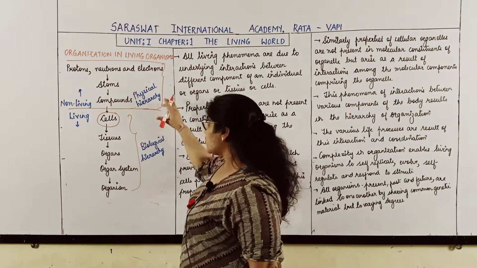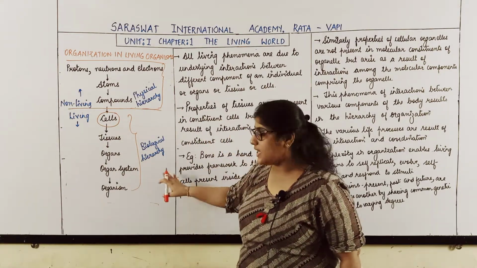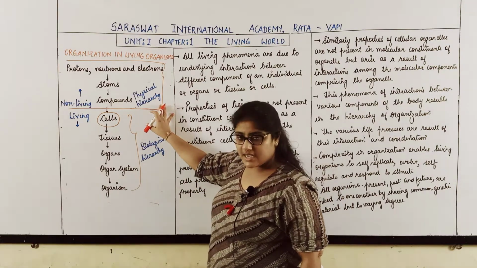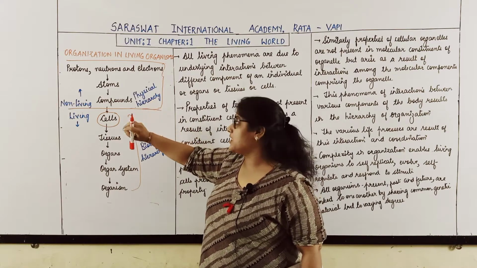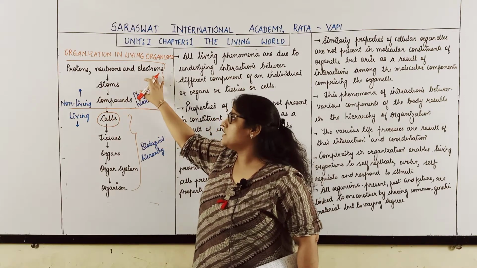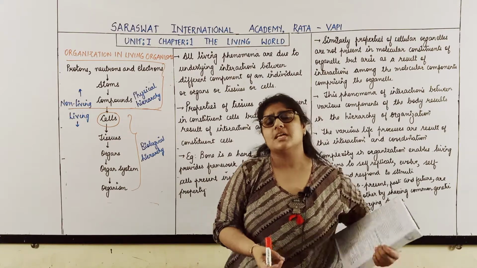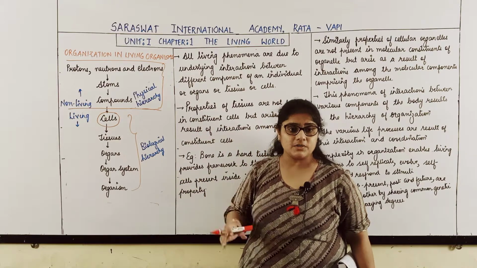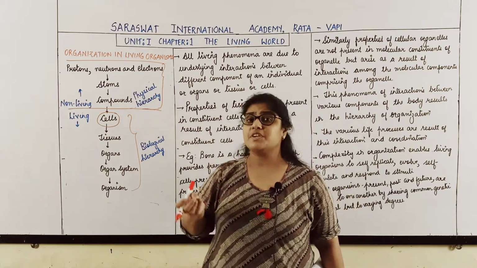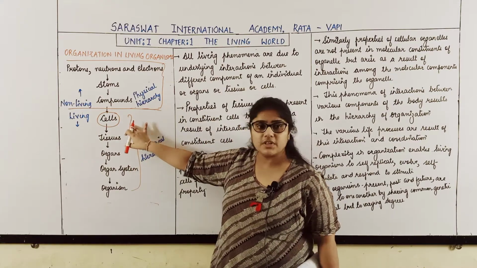There are two hierarchies, the physical hierarchy and the biological hierarchy. In the physical hierarchy, various non-living components like protons, neutrons, electrons aggregate, resulting in the formation of atoms. Atoms aggregate, resulting in the formation of compounds. It is the compounds which enter the living world in the form of the cells.